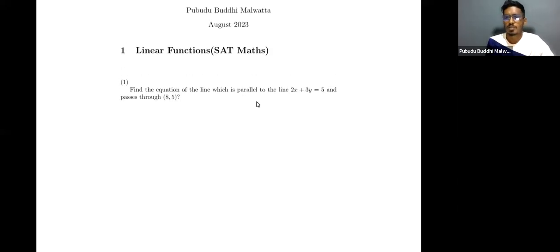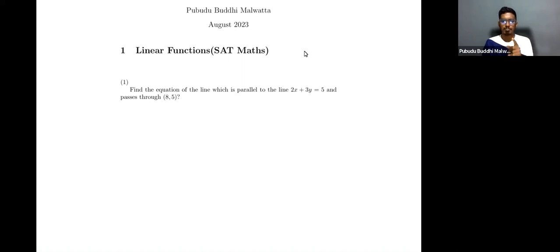Okay, so in today's session, I'm trying to explain linear functions quite related to system of equations. Actually, we used lines to determine number of solutions. So let's try this problem.